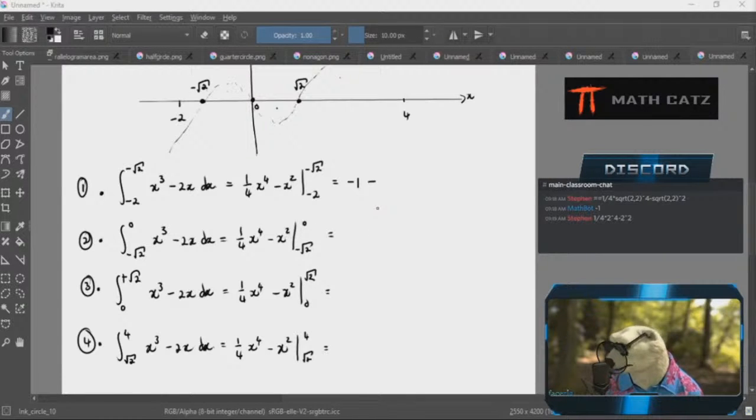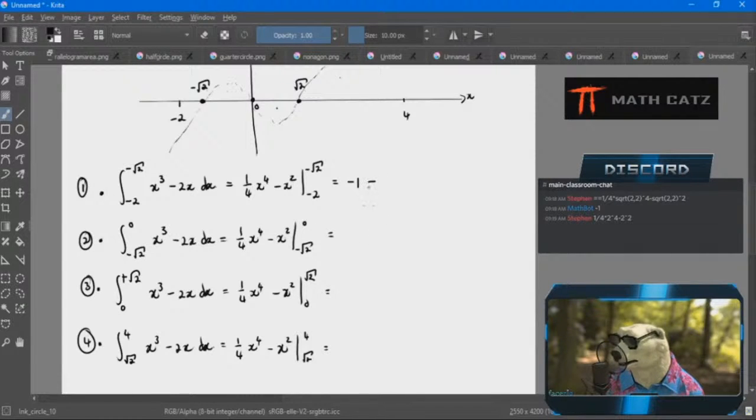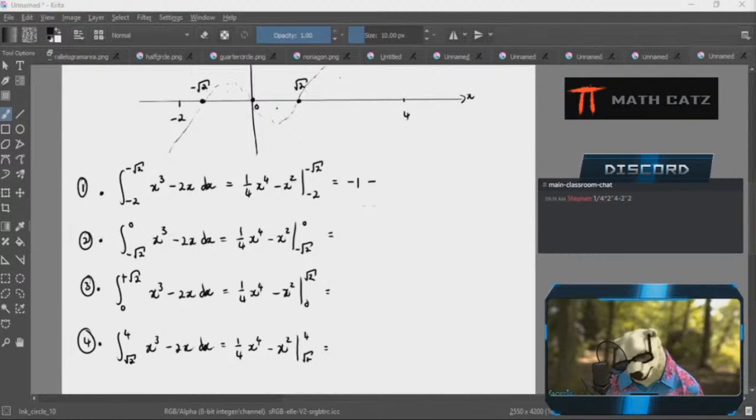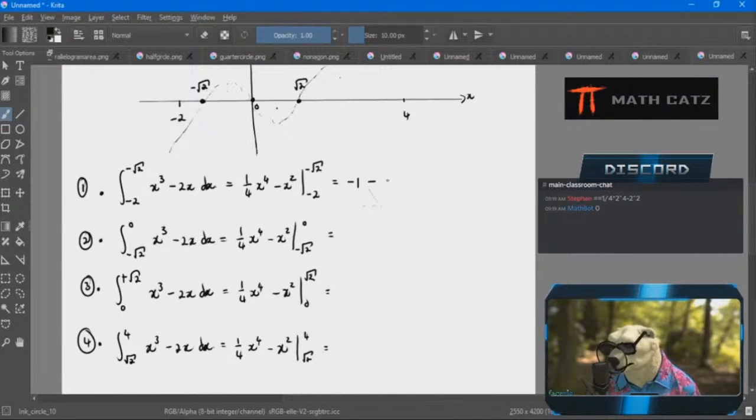Now I have not cared about the negatives because my powers of x are even. It's going to get rid of the negatives. Oops, I need to put an equal sign in front. There we go, we get a 0. So my answer for this first one is -1.